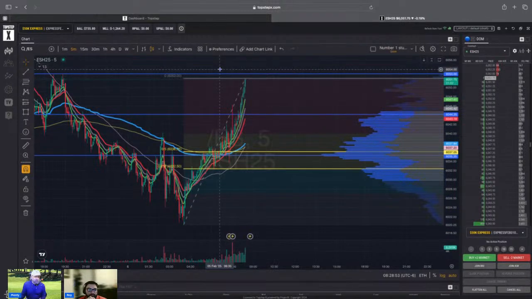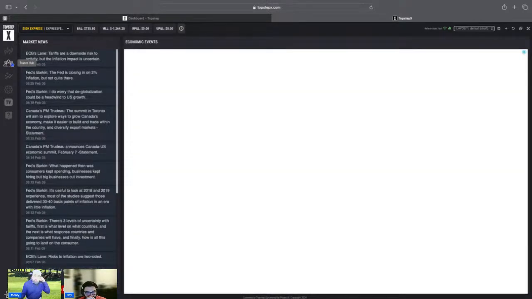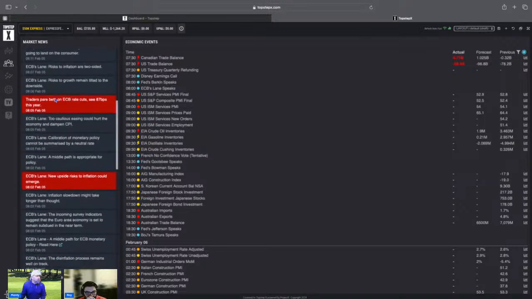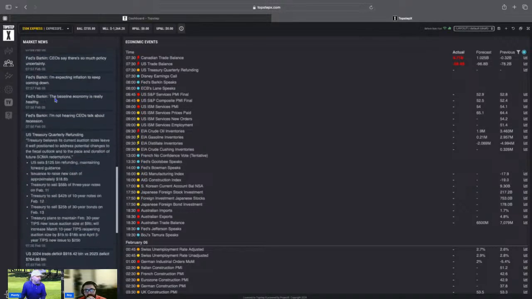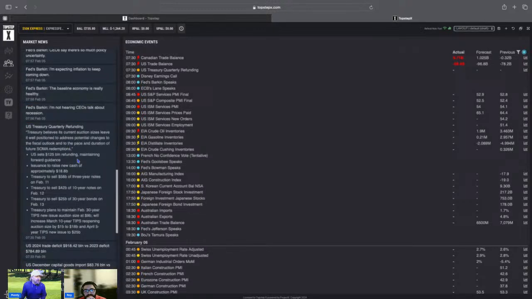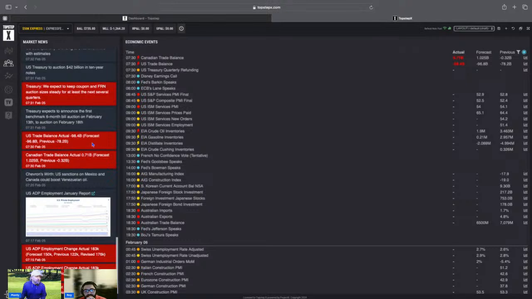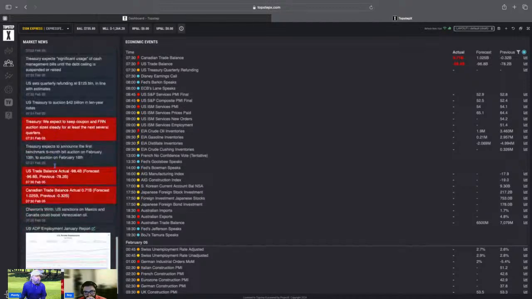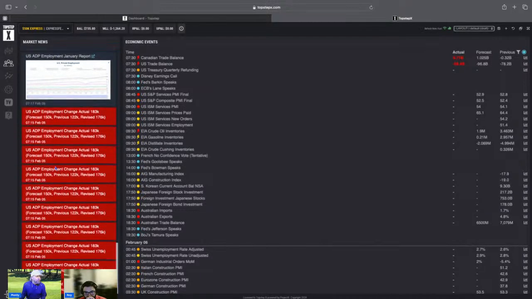This 825 candle's doing what it normally does, right? Did have some data this morning we can look at before we get going. So yeah, trade imbalance came in at 98.4 billion. Forecast is 96. Actually, it's better than what it's forecasted for. Canadian trade balance actual 0.71 billion. The ADP employment change was 183,000. Forecast 150. Previous 120. That's something to look at.